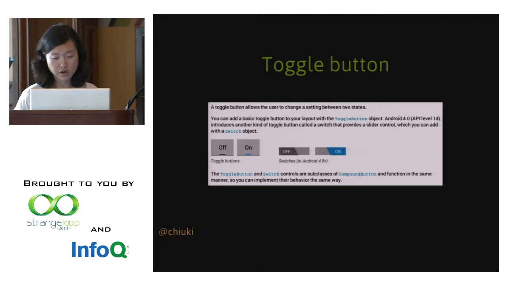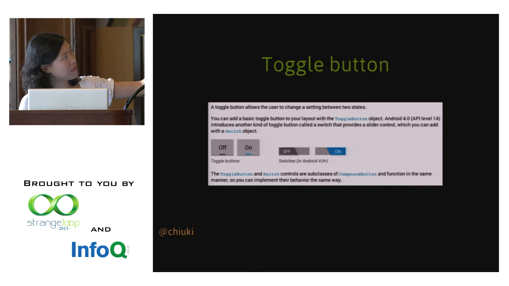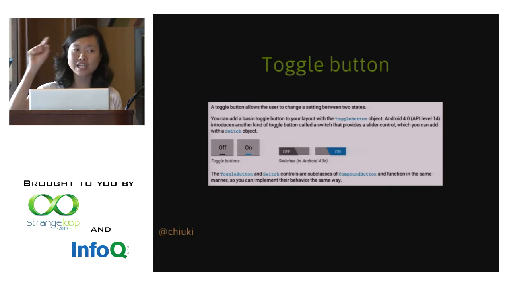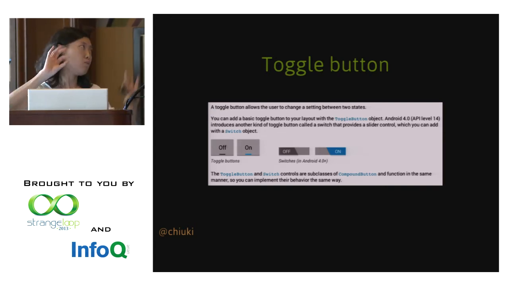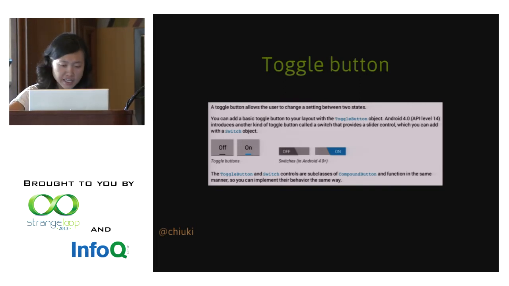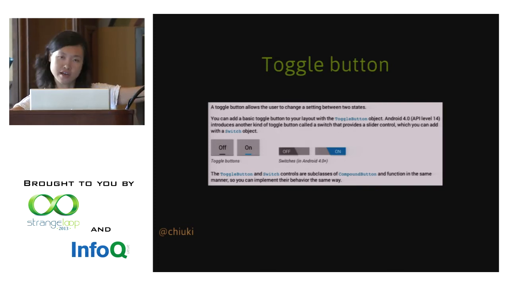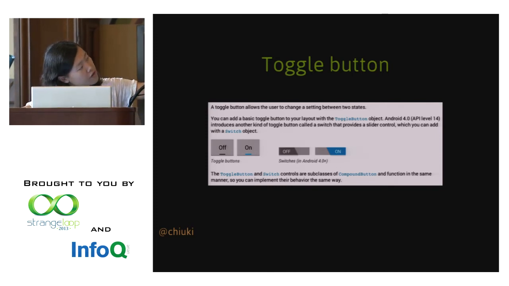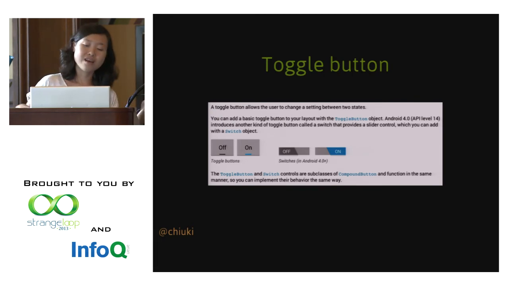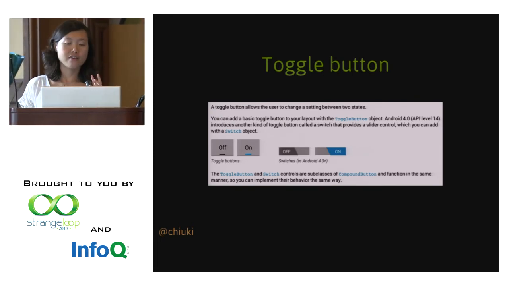Before Ice Cream Sandwich, before essentially 14, we have these not so pretty things called toggle buttons, which when you click, switch from on to off with a color change. And then in Ice Cream Sandwich, there's this new UI element called switch, which looks much nicer. The functionality is exactly the same, and they both derive from compound button, so the API behind it is also the same. If you want to write an app that works on all devices, you would still like to take advantage of this new sexy switch.